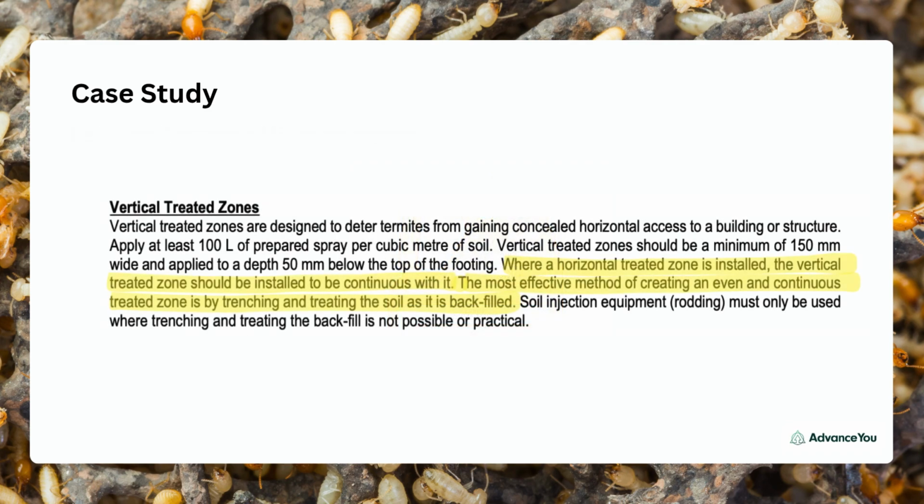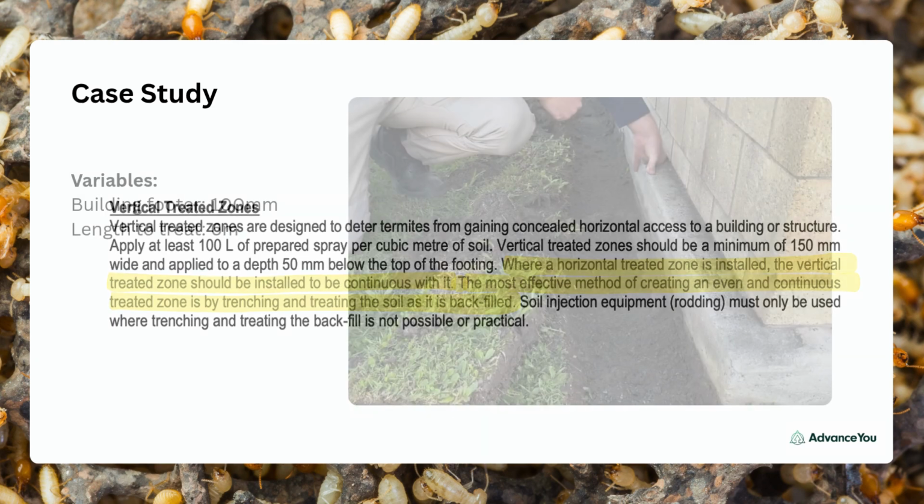We will work together looking at the label, calculating the case study's area, and determining the volume and mix rate. It's very common that you'll need to use multiple methods of treating the soil around a building structure. This means drilling and injecting may come in contact with your trenching. When this occurs, ensure that you have an even, continuous treated zone so there are no gaps that termites can gain access to the building.